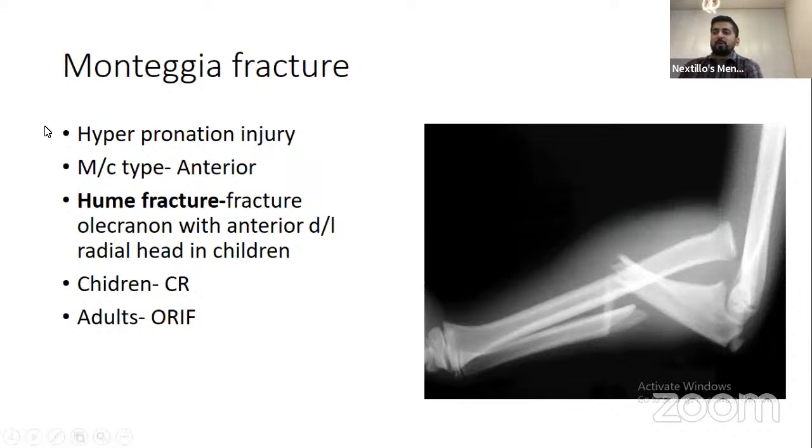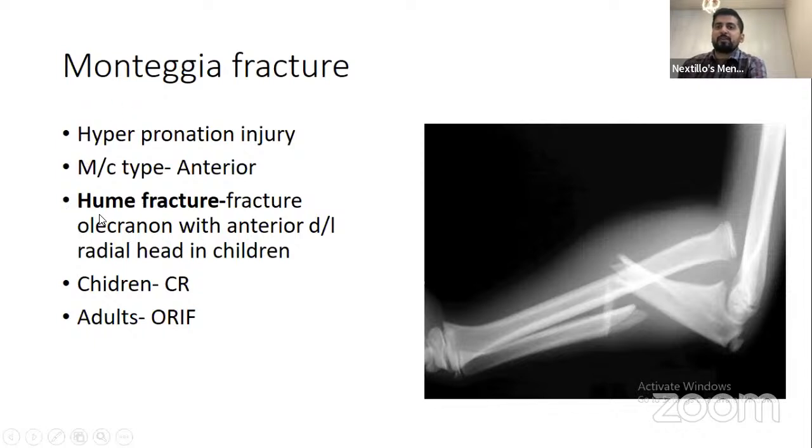Now, coming on to the next topic, which is the Monteggia fracture. This is a hyperpronation injury. Hyperpronation means that the patient falls on an outstretched hand with the arm held in pronation, and that is when this injury occurs. The most common type of Monteggia is anterior, in which the dislocation of the radial head is also anterior, and the fracture of the ulna is also anteriorly angulated. So anterior is the most common type. Remember, this is a fracture of the proximal third of the ulna with dislocation of the proximal radio-ulnar joint. So fracture of the proximal third ulna with proximal radio-ulnar joint dislocation is the Monteggia fracture.